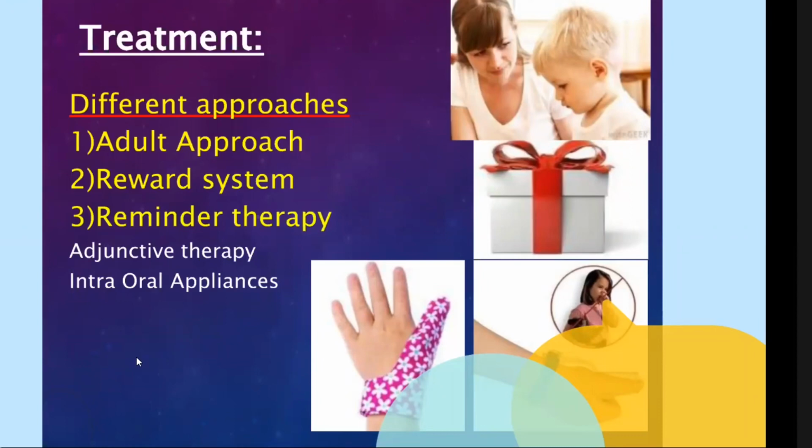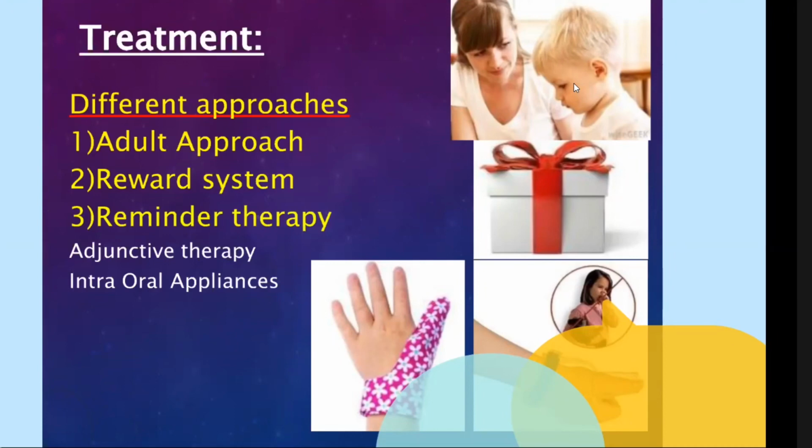Adult approach means that you are considering the child as an adult, and considering him as an adult, you would be convincing the child for stoppage of the habit. So until and unless the child is convinced for the stoppage of the habit, you will not be able to stop the child. For example, the function and the major purpose of the appliances, intraoral appliances and other gadgets, are just to remind the child that he has to stop the habit.